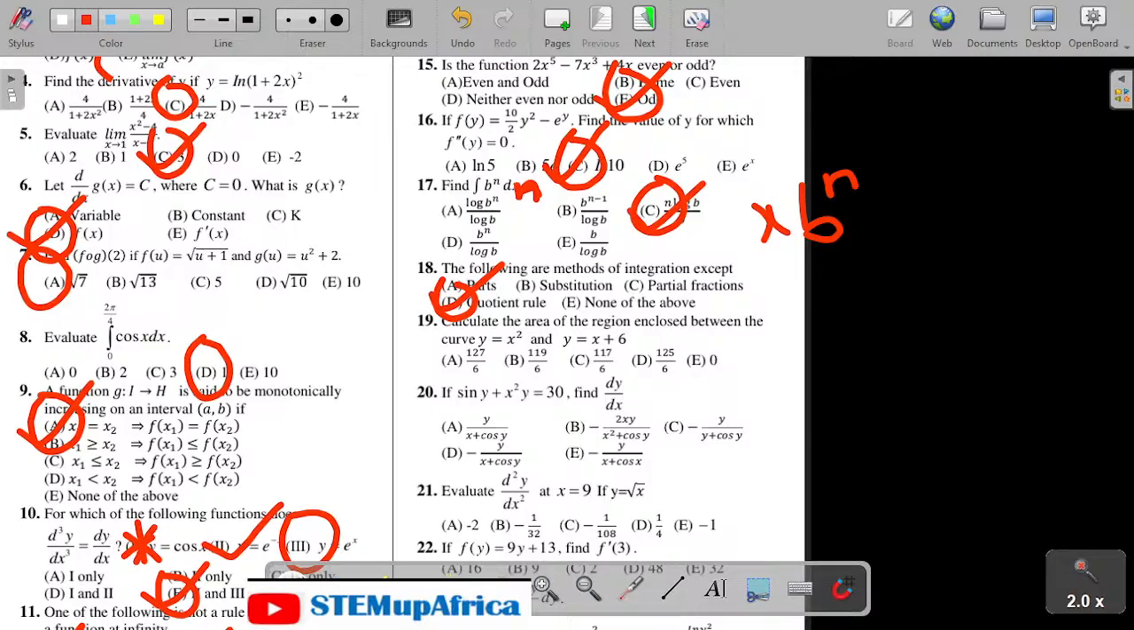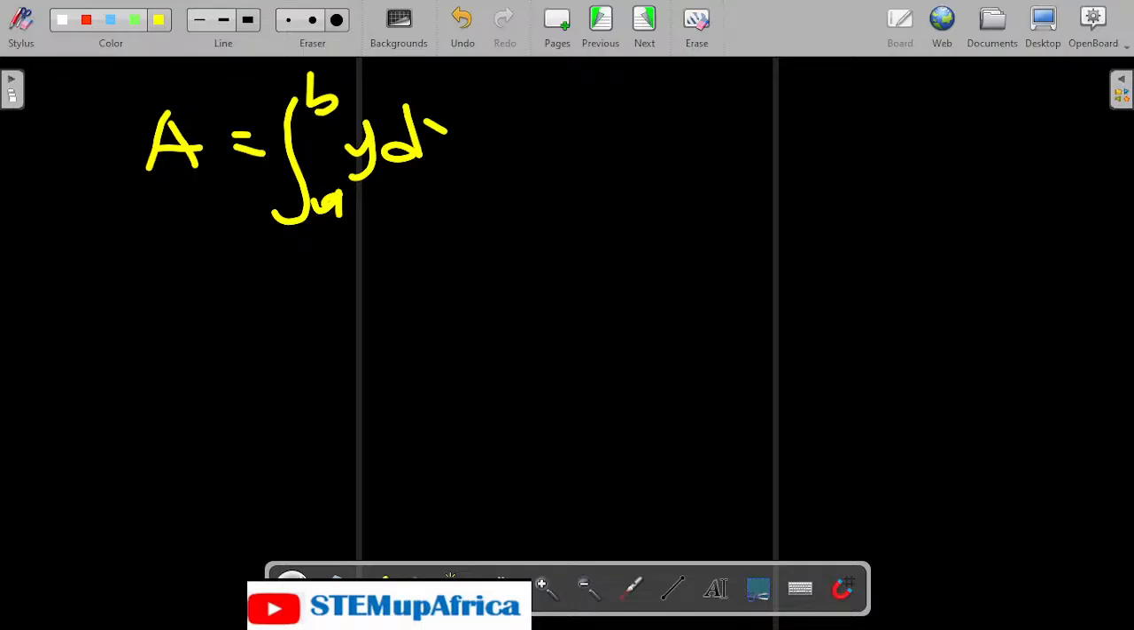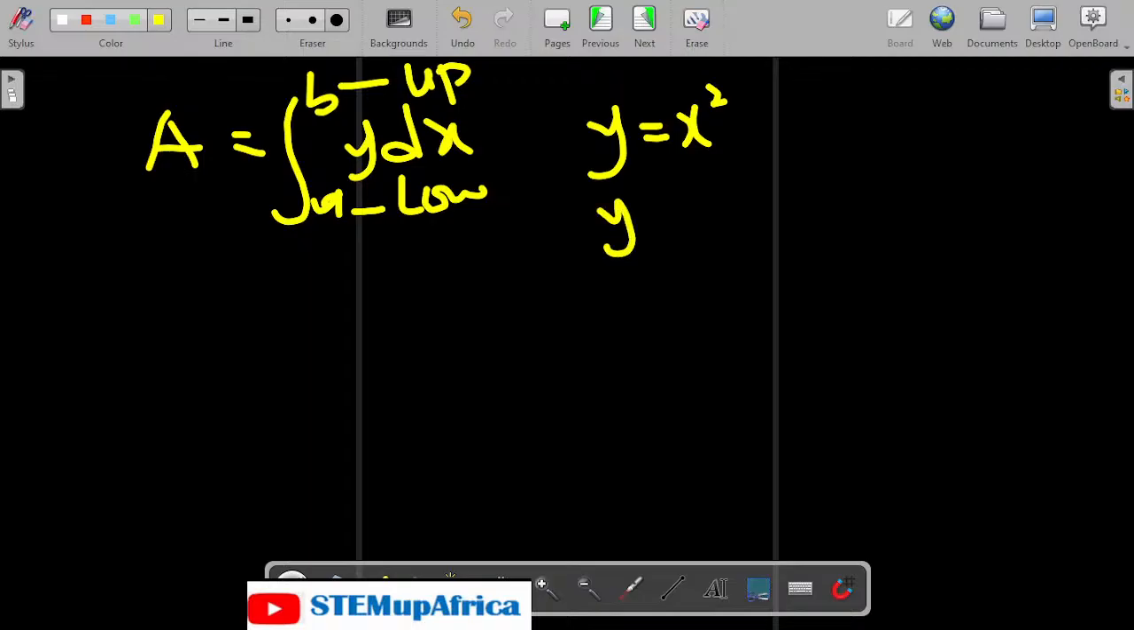Now we are asked to find the area of the region enclosed by the curves. They gave us y as x squared and y as x plus 6. I want to get the area. The area under a curve is simply the integral from a to b of y dx, where b is the upper limit and a is the lower limit. So I can equate them, and I'm going to have x squared equals x plus 6.